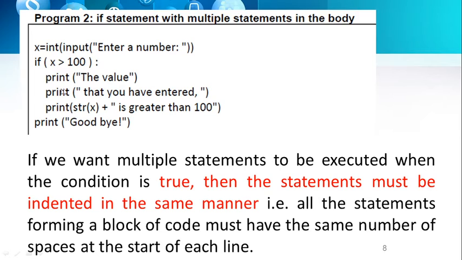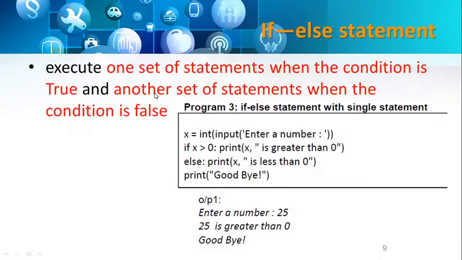See here there is an if statement with multiple statements in the body. Multiple statements means if x is greater than 100, three print statements have to be executed, and they are written in the same indented manner. So the statement after the if statement is this print goodbye. If the condition is false, it will directly go to print goodbye. So this is how multiple statements are written here.